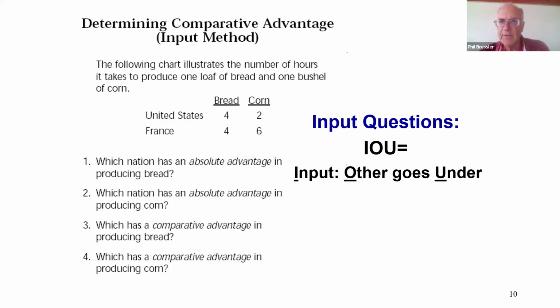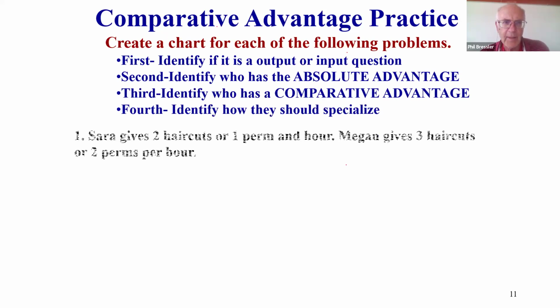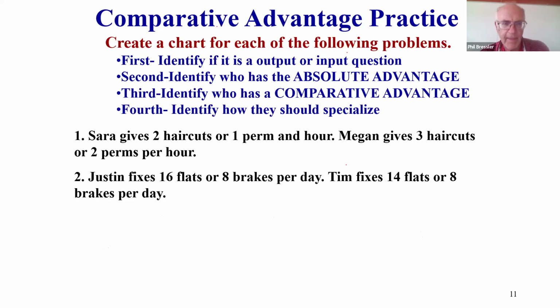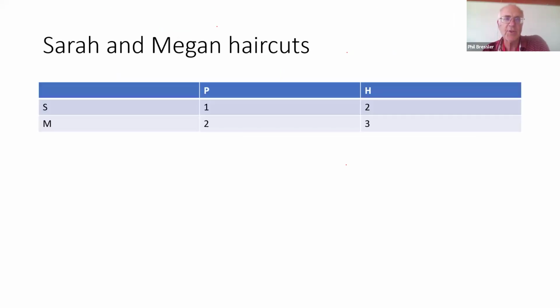All right, let's see what we got next. Okay, we have some practice problems here. What I'm going to do is give you guys a couple minutes. The first thing you want to do is say, is it an input or an output question? The second thing, who has the absolute advantage? The third, who has the comparative advantage? Now, they wrote them out like that.